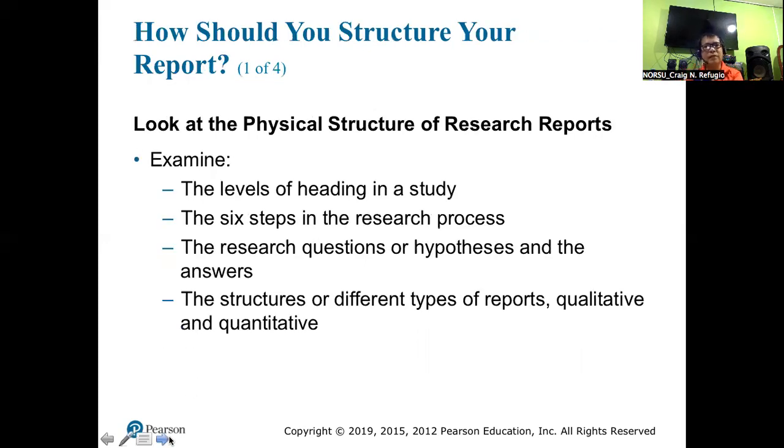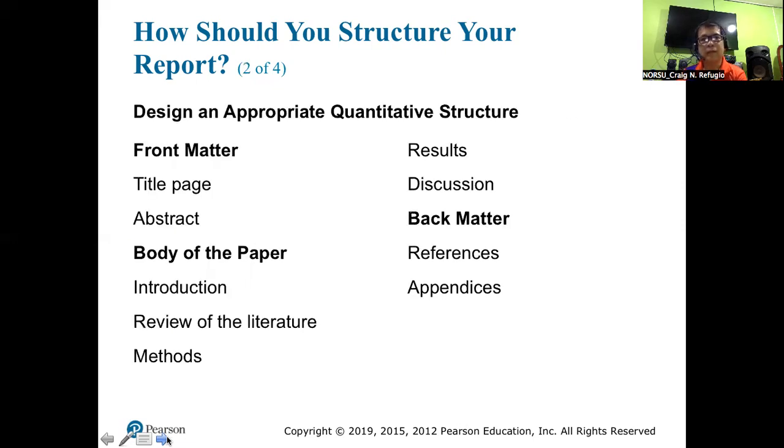Look at the physical structure of research reports. So examine the following: the levels of heading in a study, the 6 steps in the research process. I mentioned that one in previous videos. The research questions or hypotheses and the answers. The structures or different types of reports, qualitative and quantitative. Design an appropriate quantitative structure.